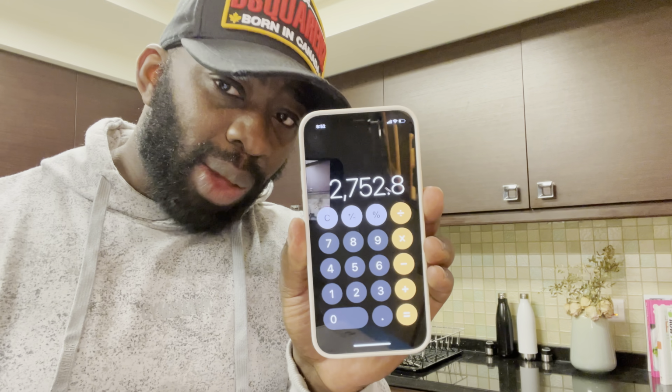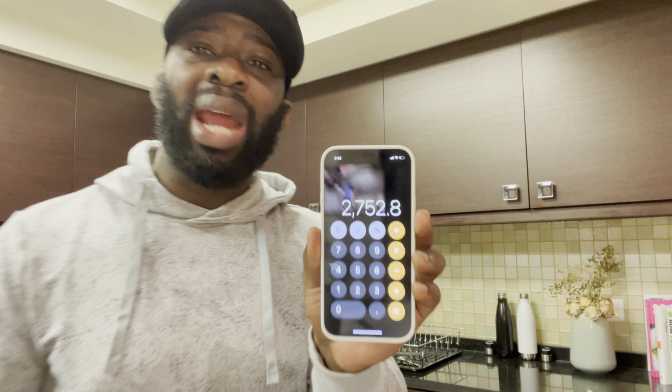This gives me 2,752.8 calories. This is the calories I need to eat to maintain my current weight with the current activity levels that I do on a day-to-day basis. Now it's time to discuss our goal.